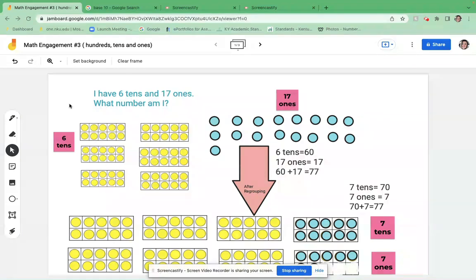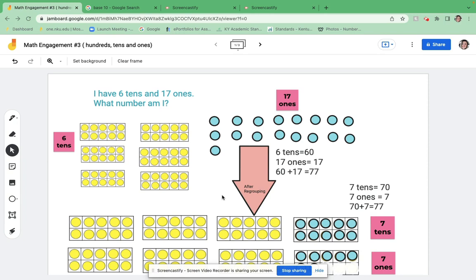So our first step is seeing what it originally looks like. So it looks like we have 6 tens, full 10 frames. So 1, 2, 3, 4, 5, 6. So this is 60, and then we have 17 ones. So 6 tens equals 60, 17 ones equals 17, and then 60 plus 17 equals 77. But this we're going to focus on regrouping and how that would look with the 10 frames.